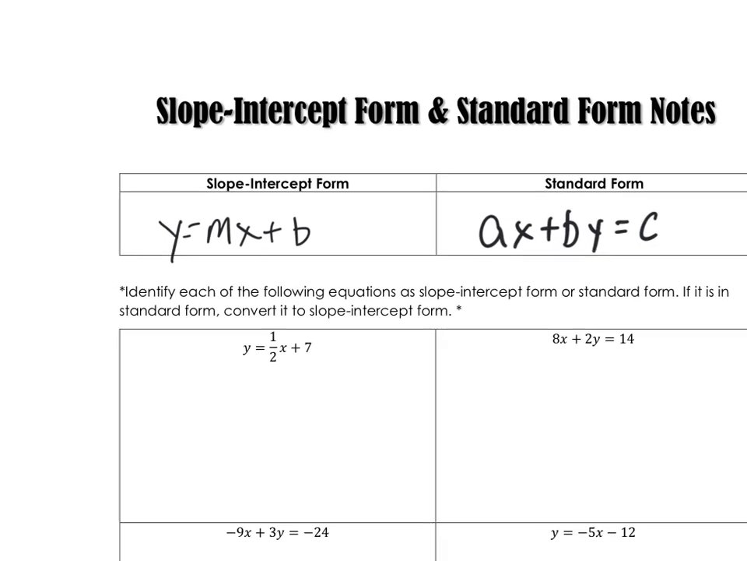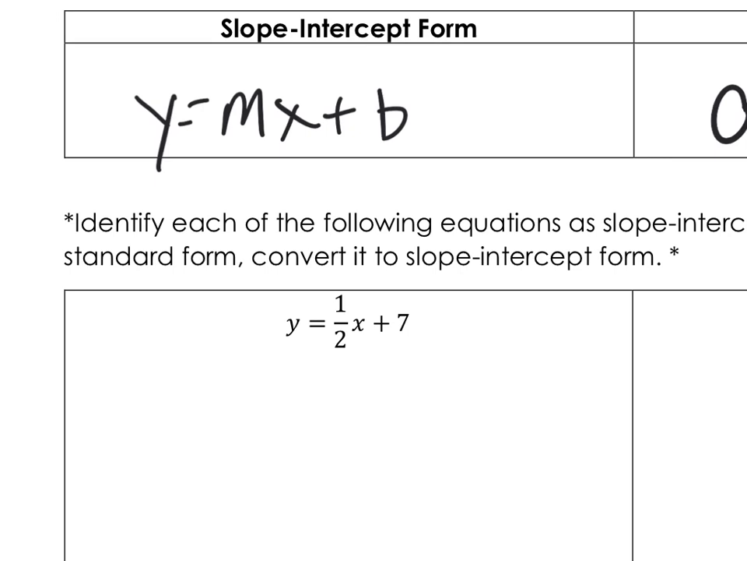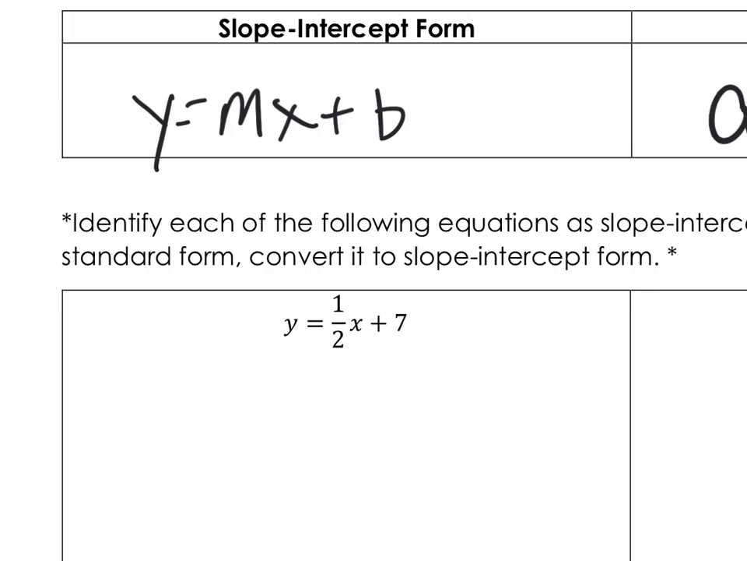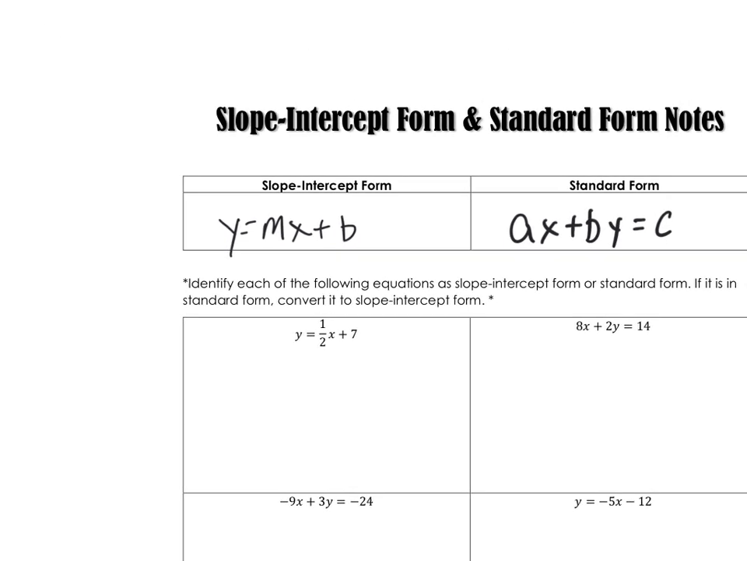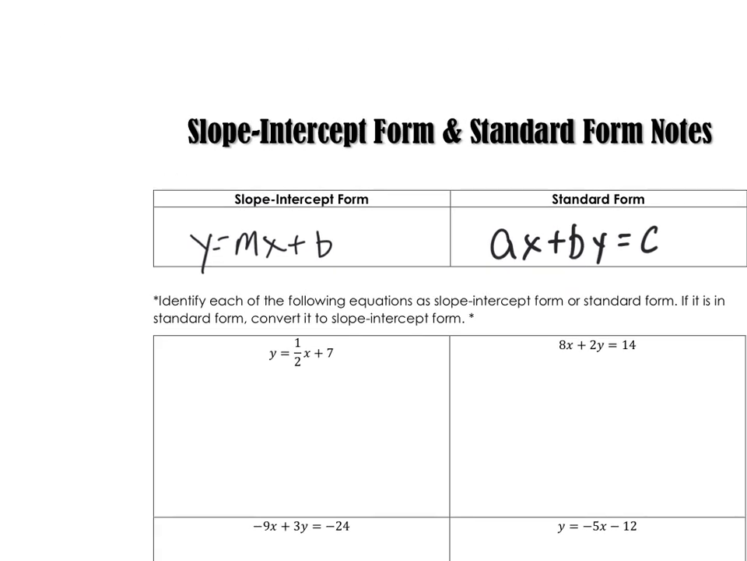Okay? So this one right here, this first one, y equals 1/2 x plus 7. What form is that in? Slope-intercept. Good. How do you know it's in slope-intercept? What's the biggest difference between these two? Y. Right? It starts with y. That's right. So it's going to be y equals. That's the giveaway. If you've got a number with an x, that's going to be standard form.